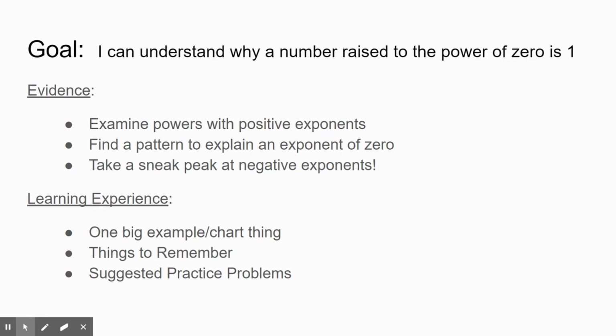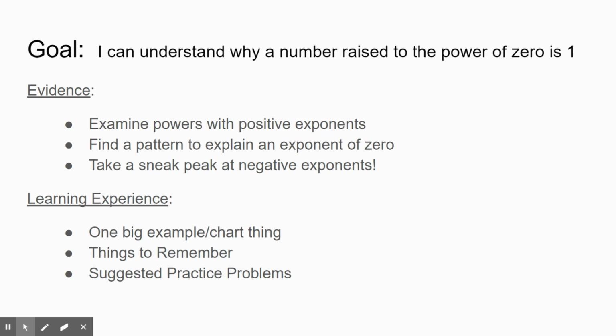In this video, we're going to look closer at why something raised to the power of 0 is just 1. It's kind of weird. I'm assuming that you already know that if something has an exponent of 0, it's just going to be equal to 1, but you might not know why that's the case. So that's what we're going to do today.